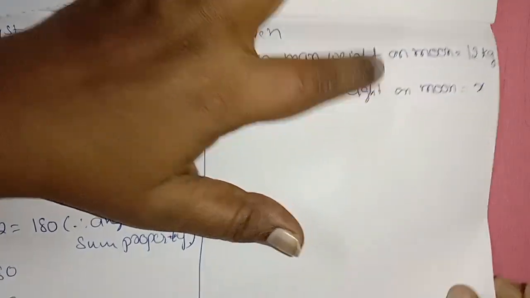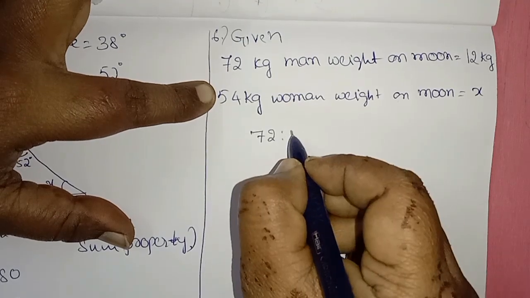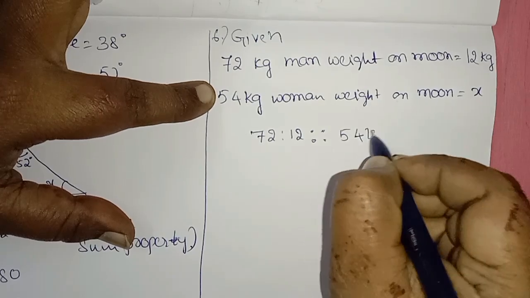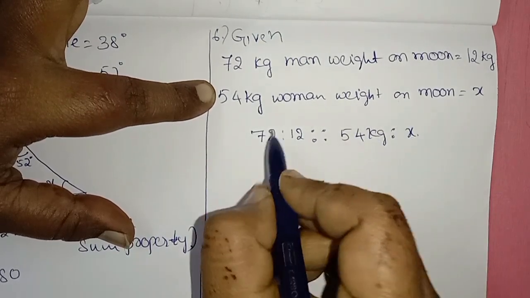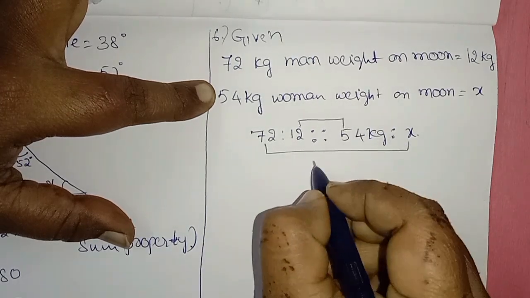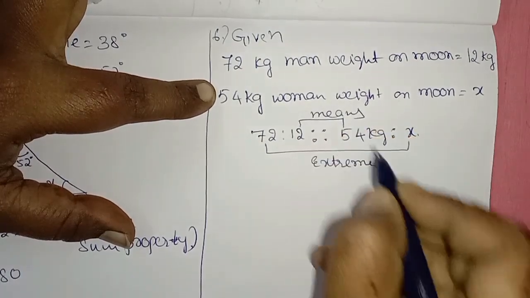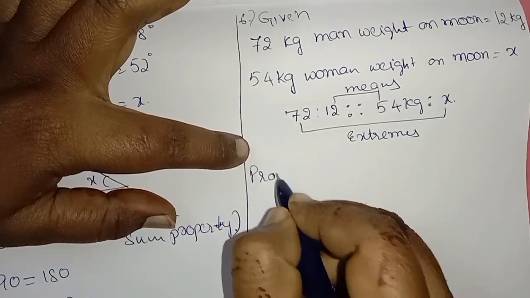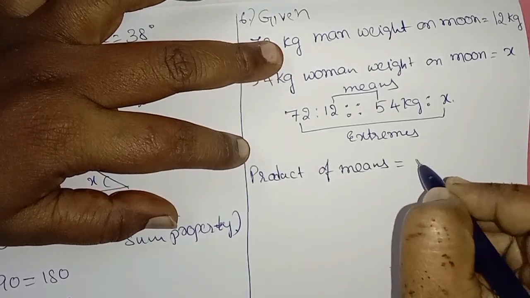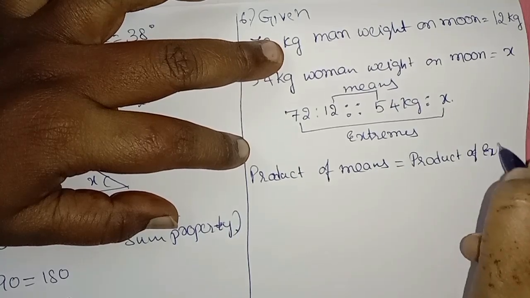X. I am taking it as X. So, 72 is to 12 as 54 is to X. So we know that product of means equals product of extremes, right? Okay, write the formula. Product of means equals product of extremes.